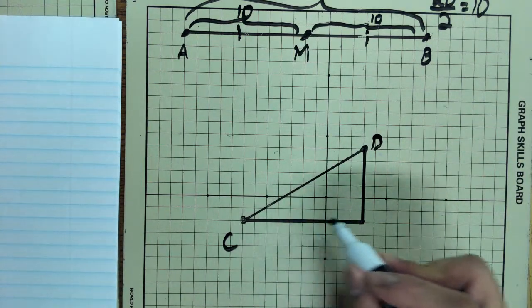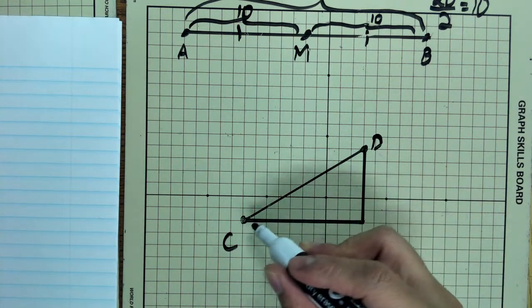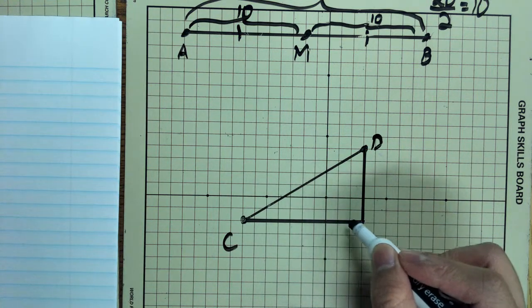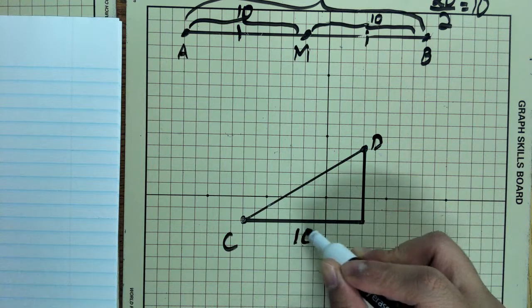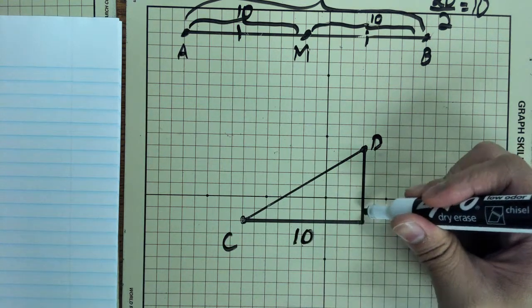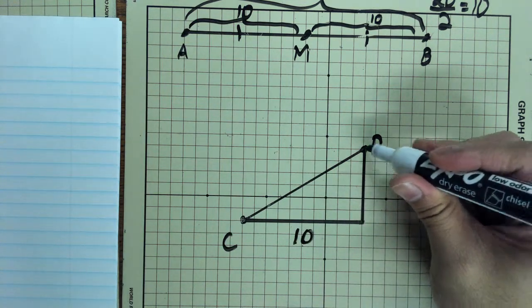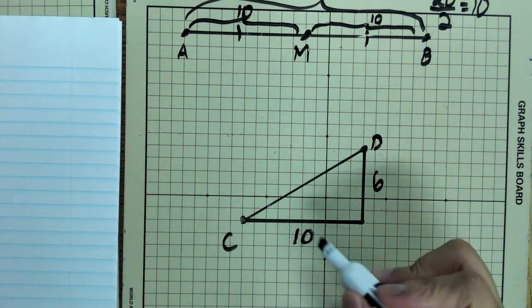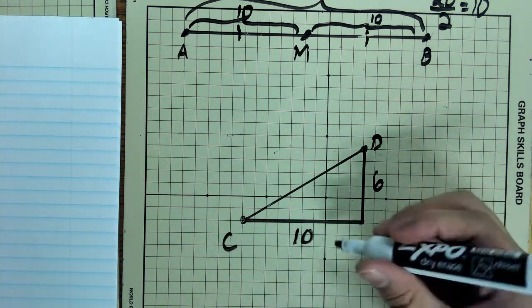From point C, how far to the right did I move? I moved 1, 2, 3, 4, 5, 6, 7, 8, 9, 10 units right. And I moved 1, 2, 3, 4, 5, 6 units up. Now midpoint. As I said, midpoint is half of the way. Halfway. So, halfway, let's think about that.